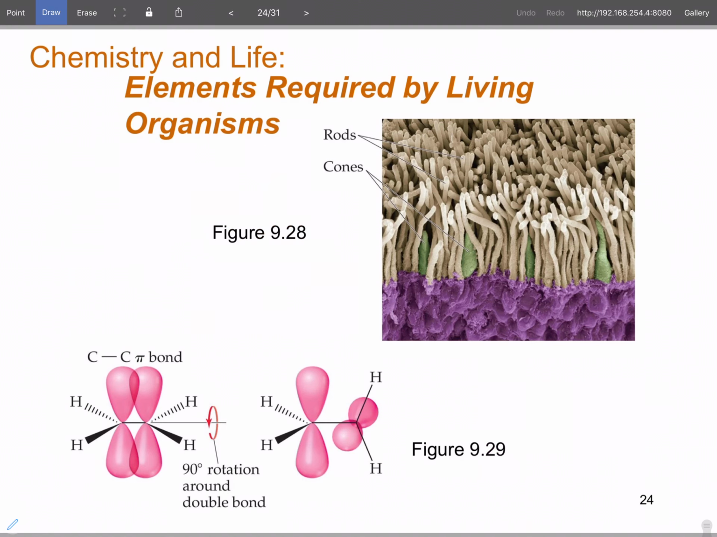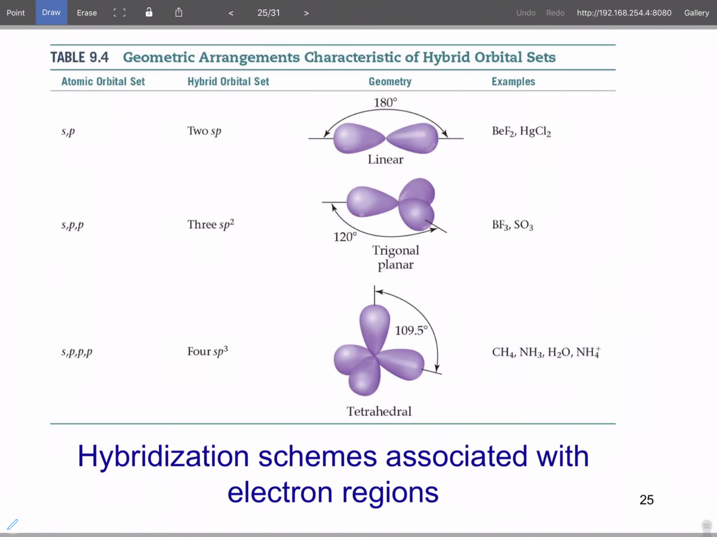Okay? Now, this bond rotation, hybridization, movement, etc., is actually really critical for eyesight. They talk about rods and cones and what goes on there. So this is actually kind of cool, so you can look at it with respect to eyesight.